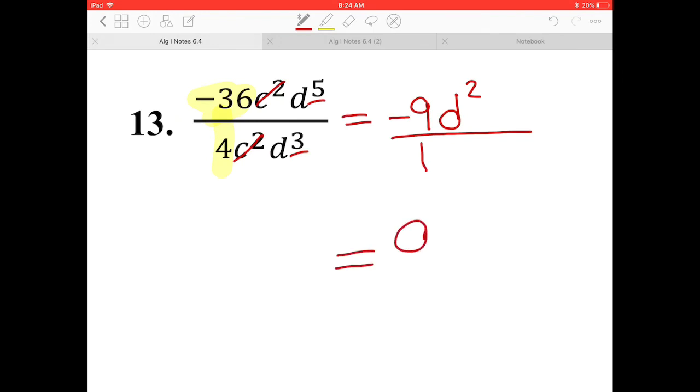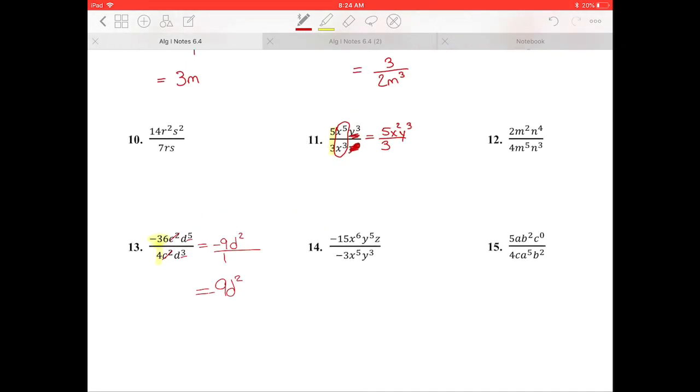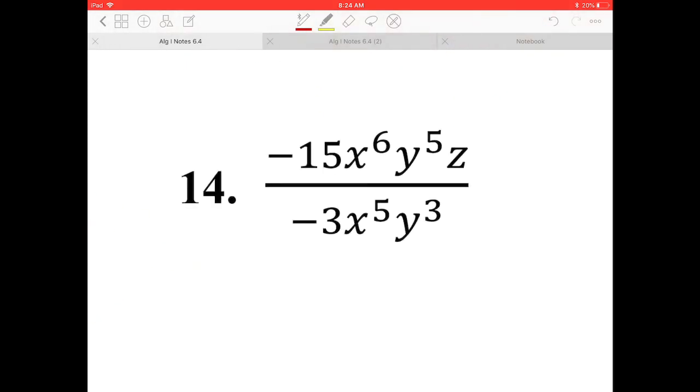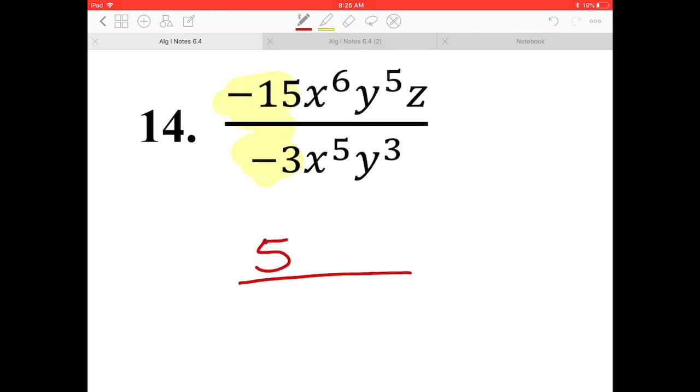This final answer is just 9, negative 9, D squared. Okay, this one, negative 15 divided by negative 3, that's going to be positive 5. Again, I'm going to leave my fraction because I don't know what's going to happen yet.